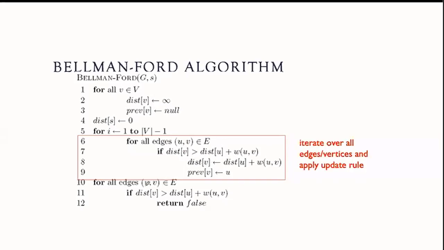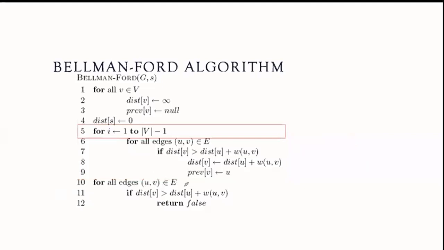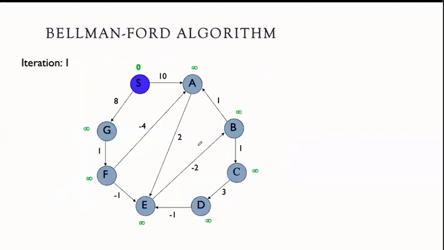And next, one more for loop is there. This for loop I will explain at the end. So this is the Bellman-Ford algorithm. We shall see this algorithm with respect to an example itself.